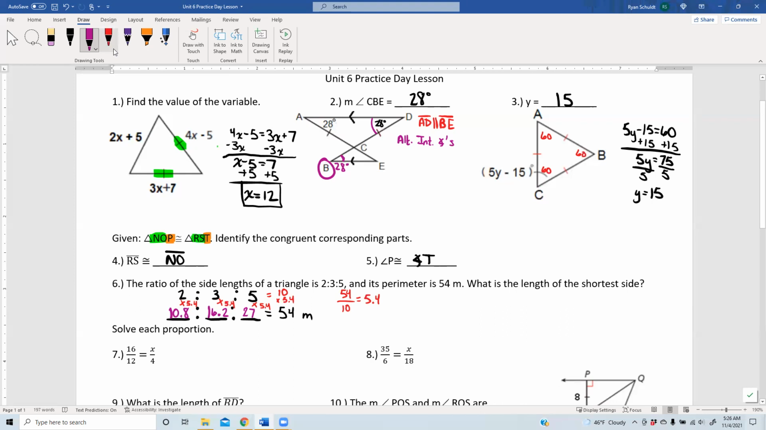Now, if I added those up, then yes, they would give me 54. So these are my original side lengths. It says, what's the length of the shortest side? Well, our shortest is 10.8. So our shortest is 10.8 meters. That's all we had to do.